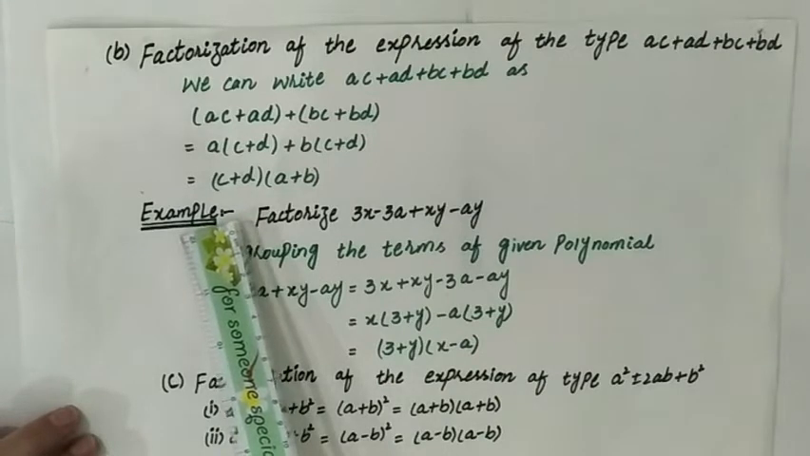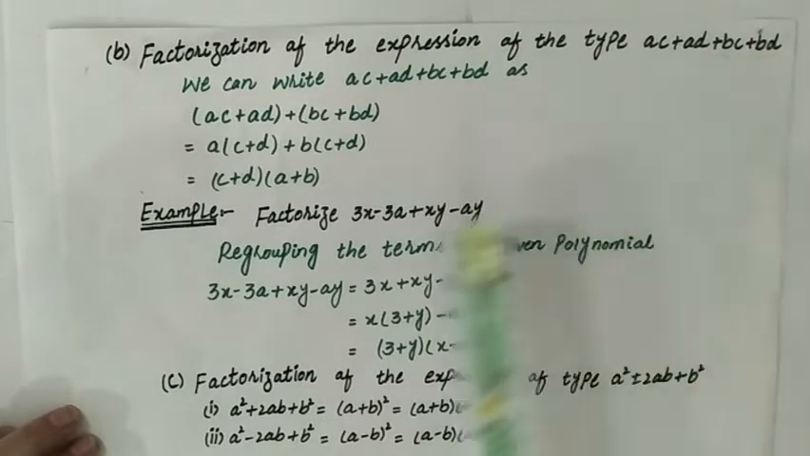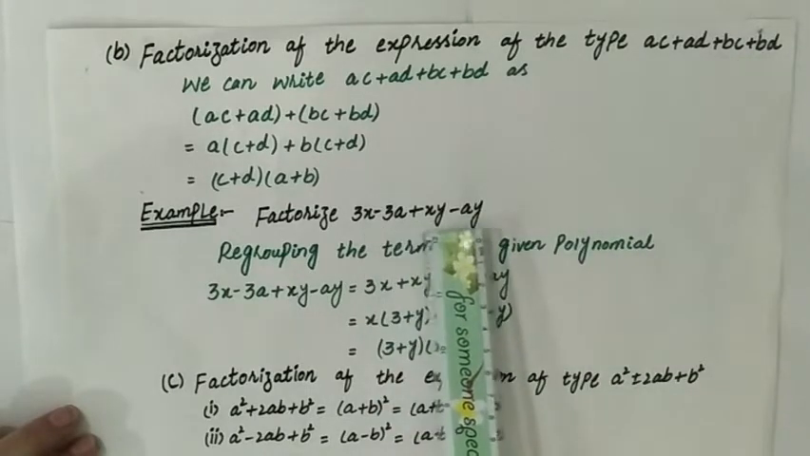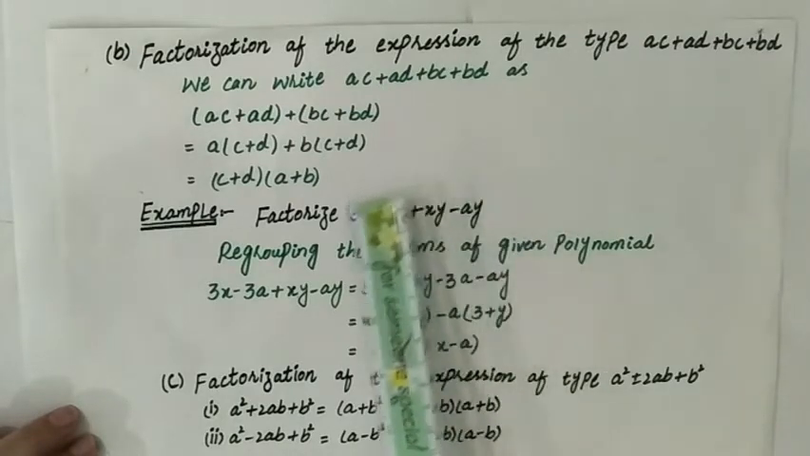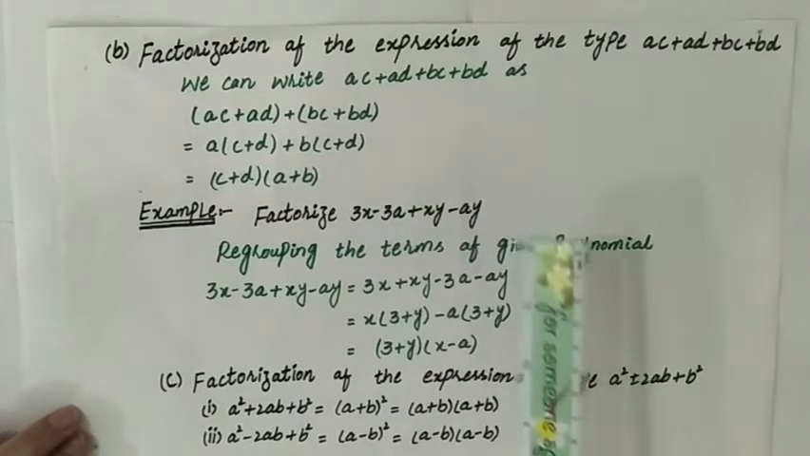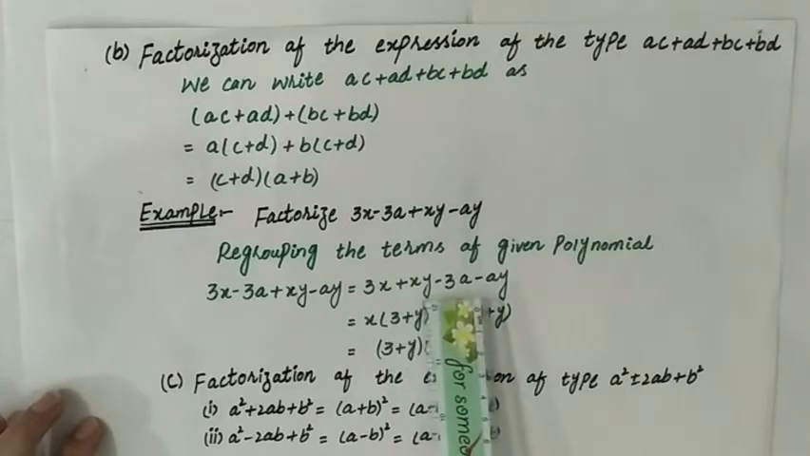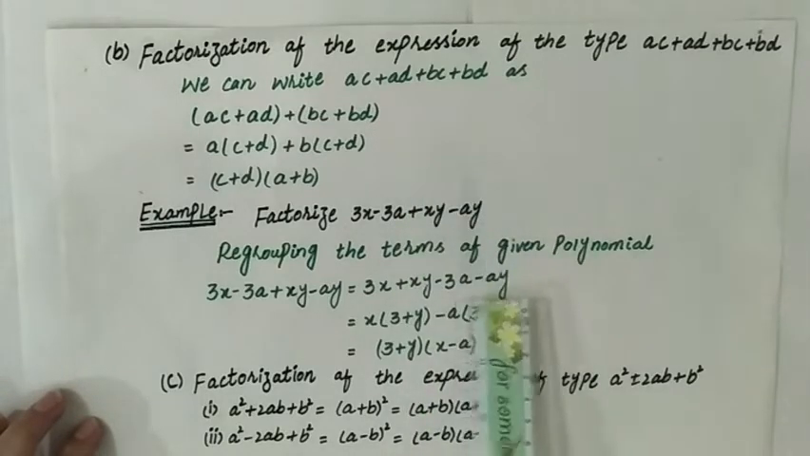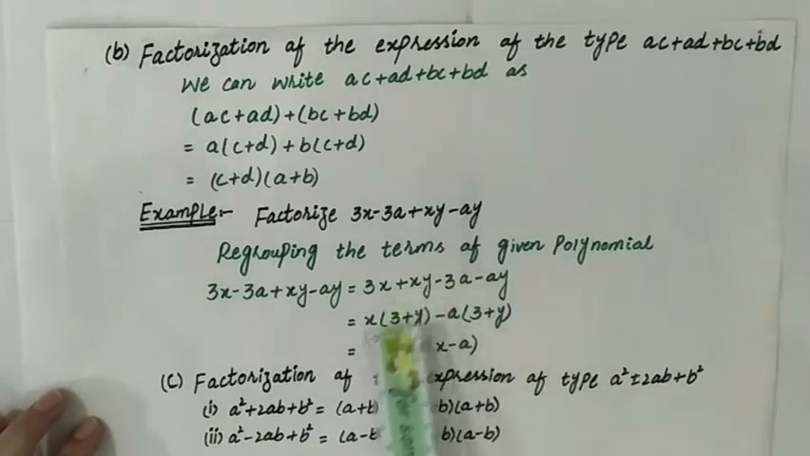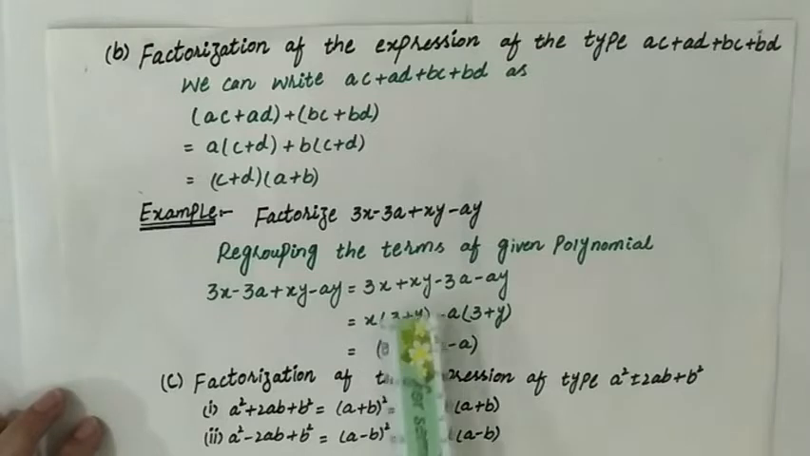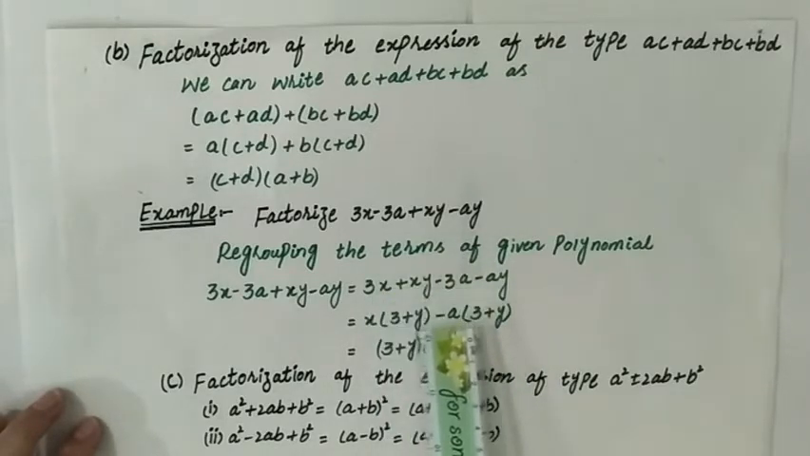Now we will take an example related to this type of factorization: 3x minus 3a plus xy minus ay. Regrouping these terms, first with the third, 3x plus xy, and second with the fourth, minus 3a minus ay. In the first two terms, x is the common term, so we will write it as x and then the non-common 3 plus y.